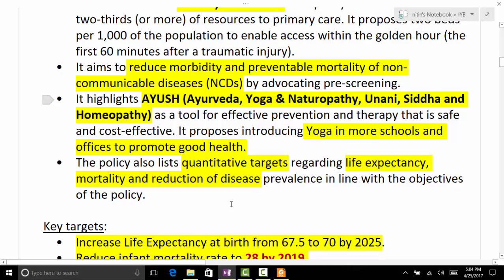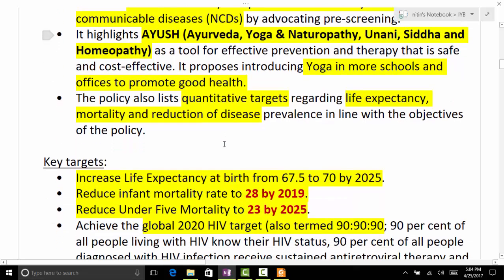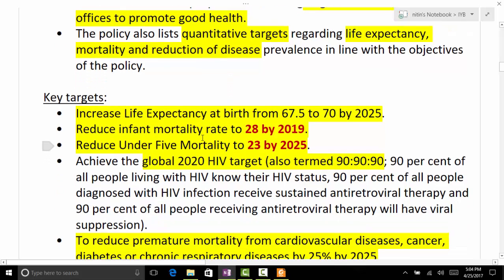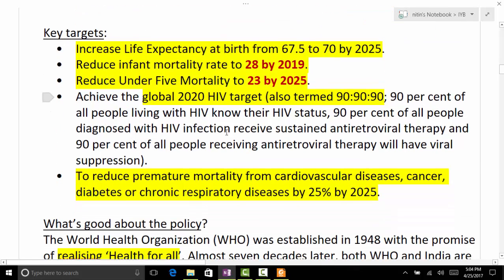Then Ayush is to be used as a tool for effective prevention and therapy that is safe and cost effective. So Ayush is given the focus. Moreover, yoga is to be encouraged in schools and offices. Then certain targets are there regarding IMR, under 5 MR and life expectancy. Remember: IMR 28 by 2019, under 5 MR 23 by 2025, and life expectancy at birth 70 by 2025. So at least remember IMR and under 5 MR.